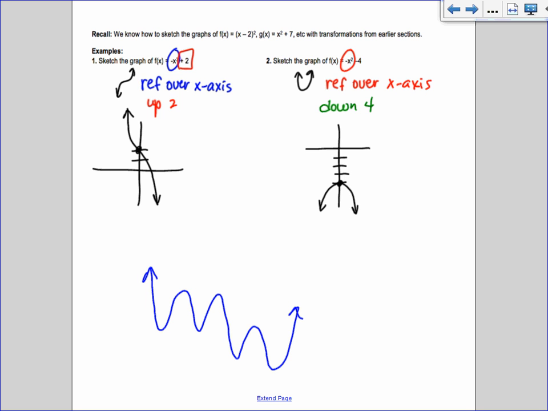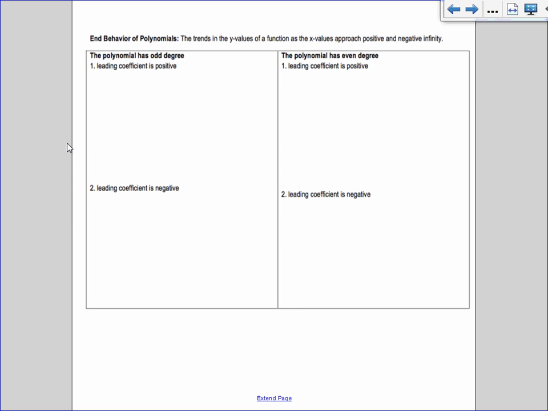Like we could learn how to graph things that look like that, right? But what I'm going to worry about today is only the ends of the graph. Okay, so I'm going to talk about end behavior. So that's what this next thing is about. End behavior: the trend in the y values of a function as the x values approach positive and negative infinity. Kind of scary looking. It's just saying what's happening on the ends.